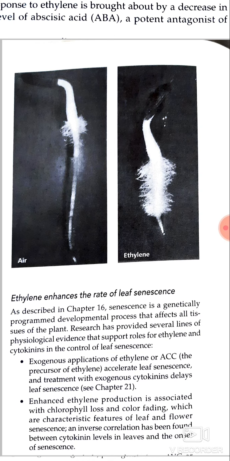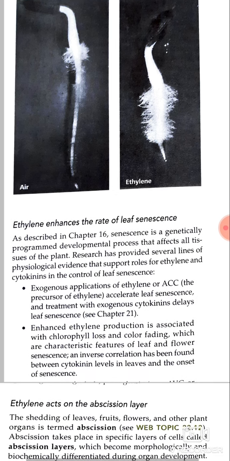Exogenous applications of ethylene or ACC accelerate leaf senescence, and treatment with exogenous cytokinin delays leaf senescence. Enhanced ethylene production is associated with chlorophyll loss and color fading, which are characteristic features of leaf and flower senescence. An inverse correlation has been found between cytokinin levels in leaves and the onset of senescence.